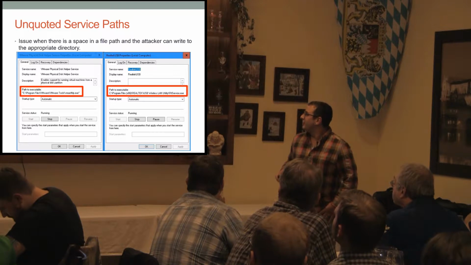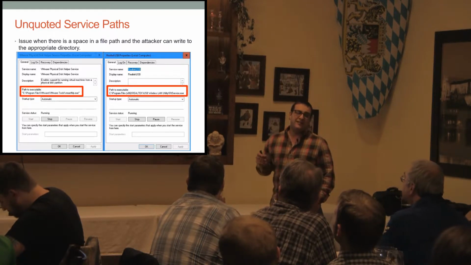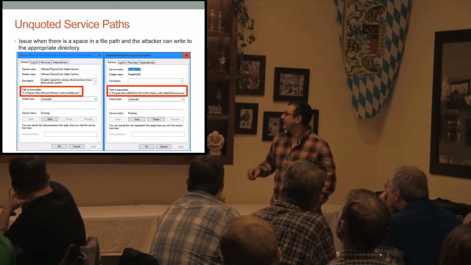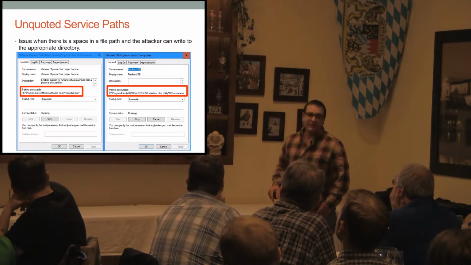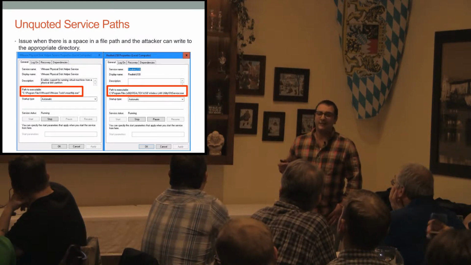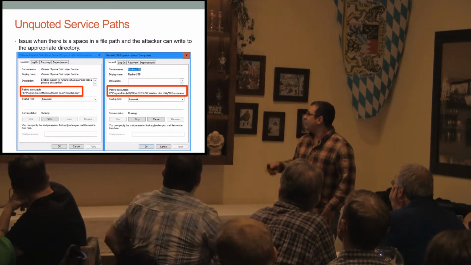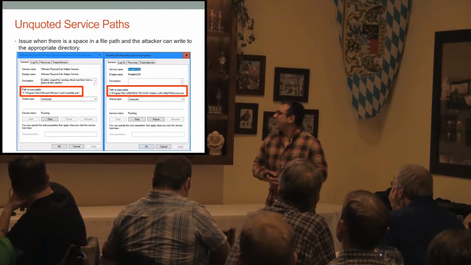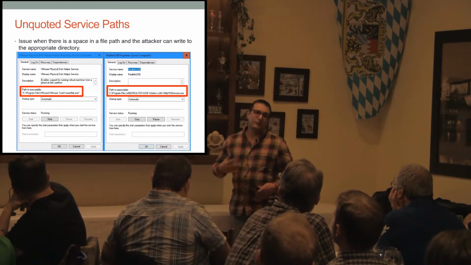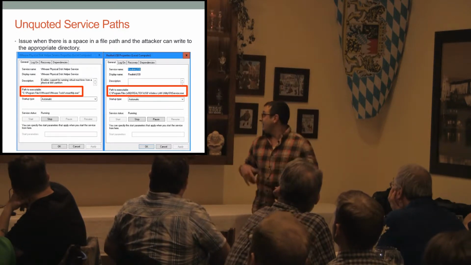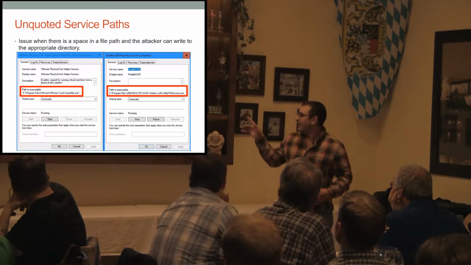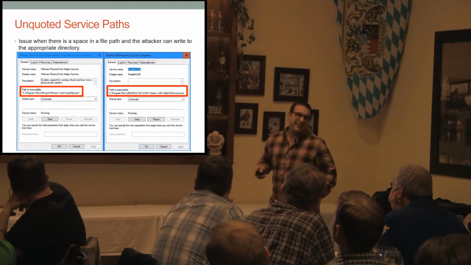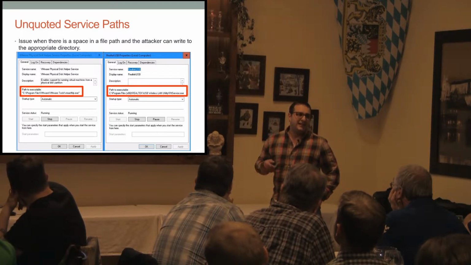That's really important because Windows views the space in that path as a separator. What happens in this case? This Realtek USB is really reliable for this. It never quotes this. I've never seen a computer where this is quoted. So if you're able to write an exe to the root of the C drive called program.exe, where that space happens, when it tries to load that service to run, it's actually going to run program.exe if you can write it.